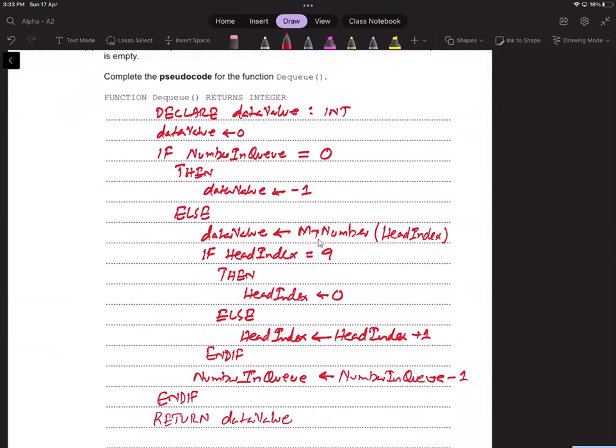If it is not, then we first read from the array that is representing the queue from the head index, because whenever we dequeue, we dequeue from the head index. And when we have noted it, then we have to move the head index forward. If the head index is at 9, we will make it 0 as it is a circular queue. And if it is not, then we just move it one further. And then we decrease the number of items in the queue by 1. And then we will return the data value and the function ends.